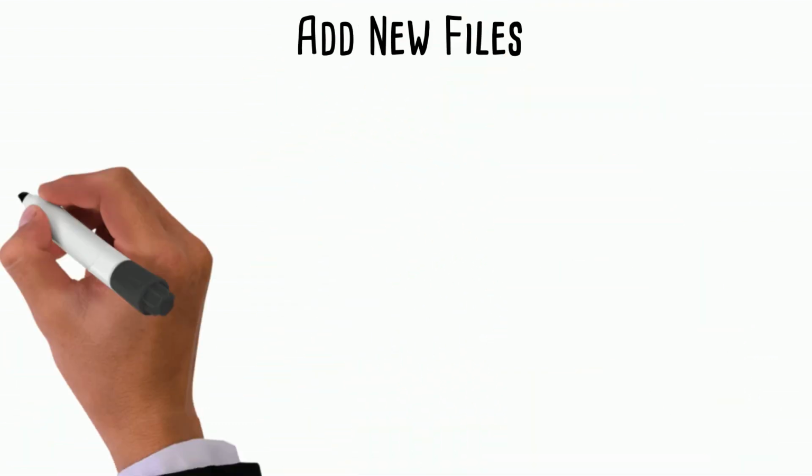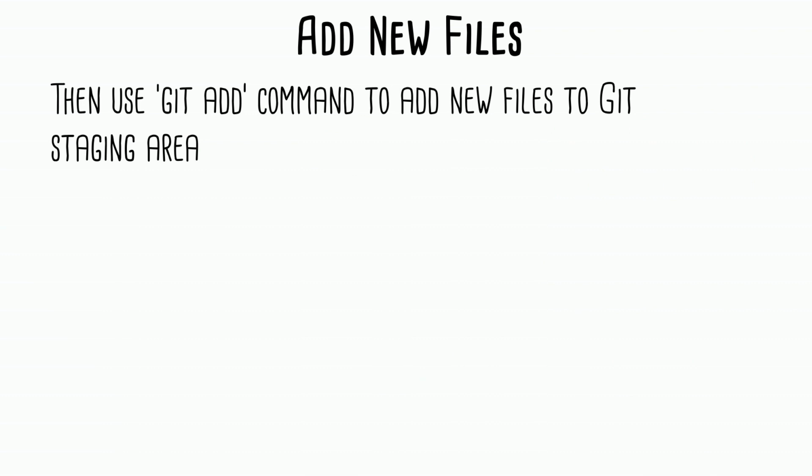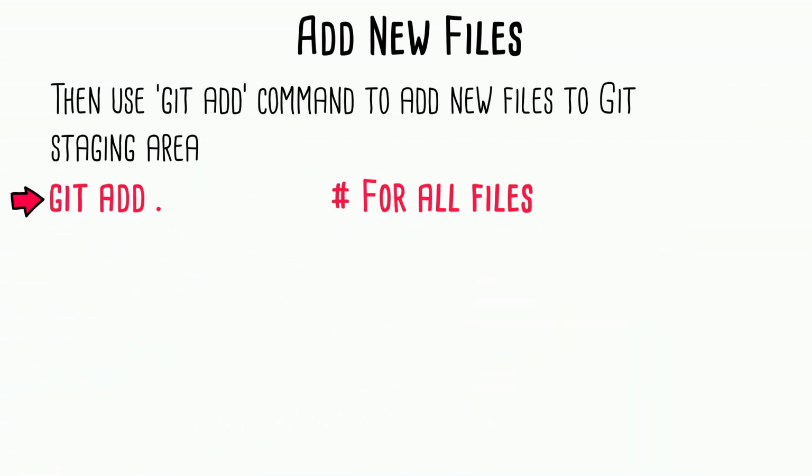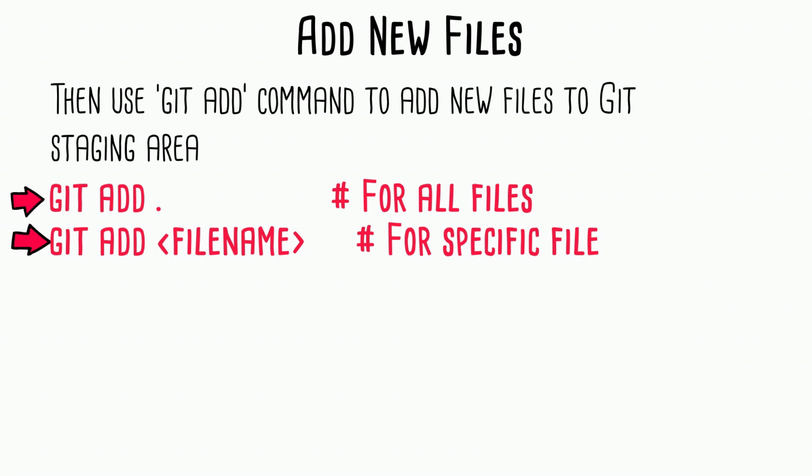Now let's see how to add new files to your Git repository. To do that, we can use a command called git add to add the project files to the staging area. So you can use something like git add dot. This will add all the files inside your project to the Git repository, or if you want to add a specific file, you can just type git add and the file name. That will add the file to your Git staging area.